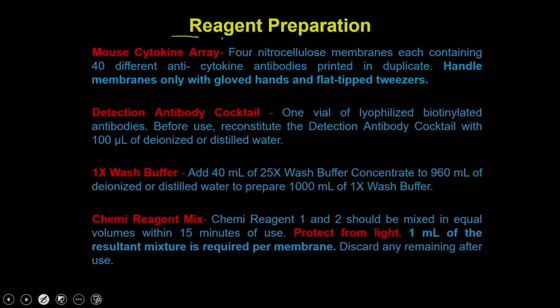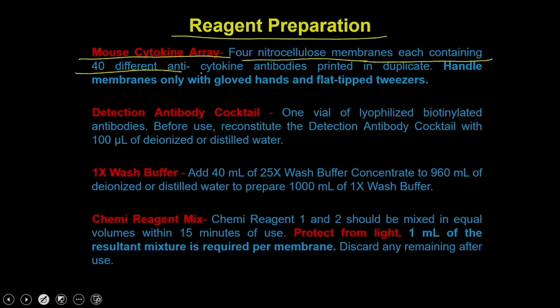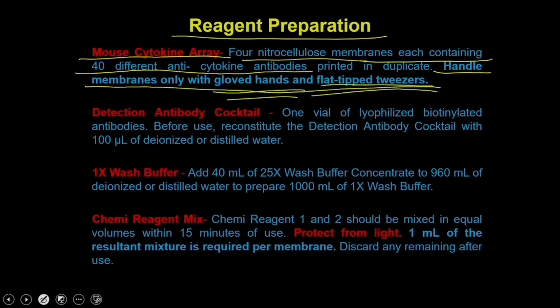So, the reagent you need to prepare is the cytokine array. You are going to get a nitrocellulose membrane which contains the cytokine antibodies. Because these are very sensitive membranes, you should not handle them only with the gloved hand; you use tweezers rather than the hand or the gloves. So, you use the gloves as well as the tweezers.